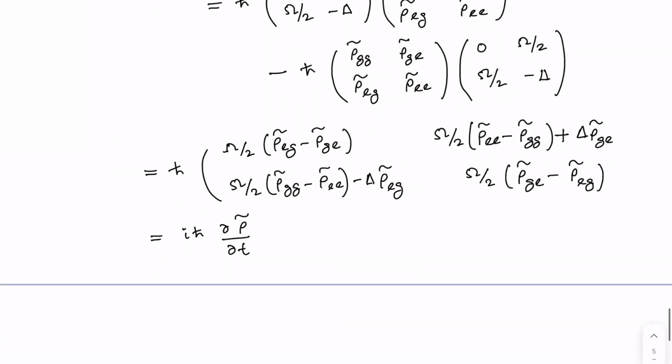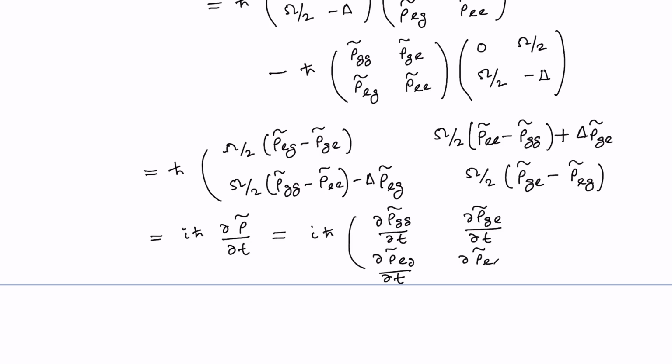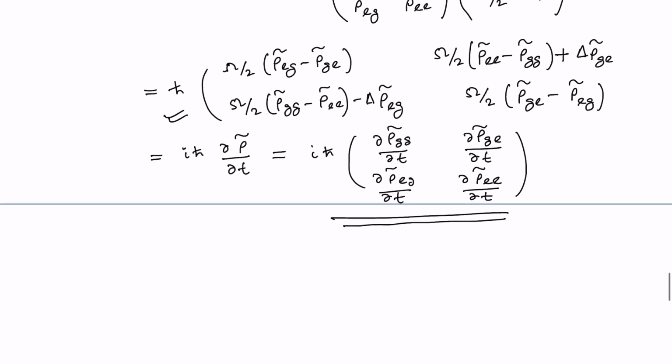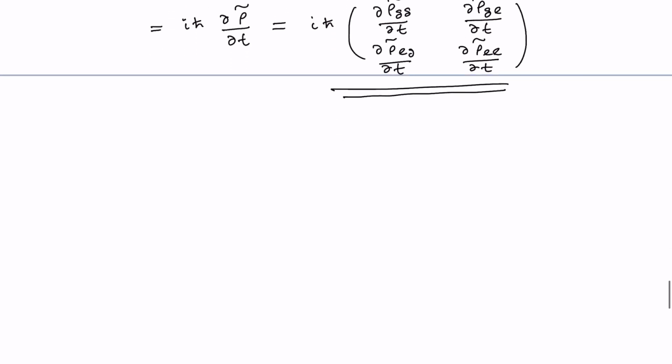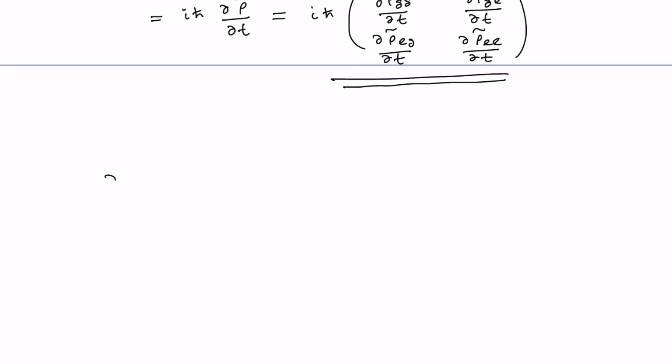So this is equal to i h cross times delta rho zz delta t, delta rho ze delta t, delta rho tilde ez delta t, delta rho tilde ee delta t. Now, please compare the right hand side with this equation, and this is going to give you four equations, and let me write that. Please try to do that. This is an important equation.